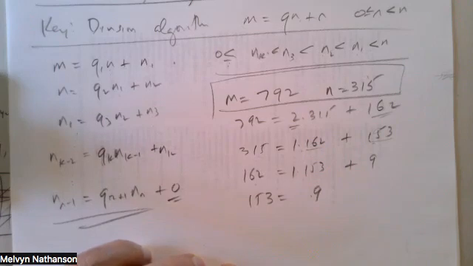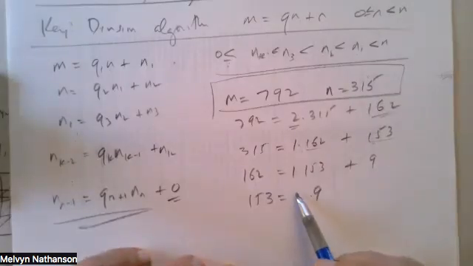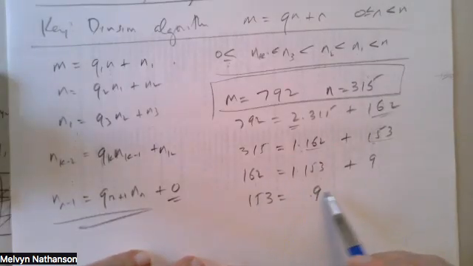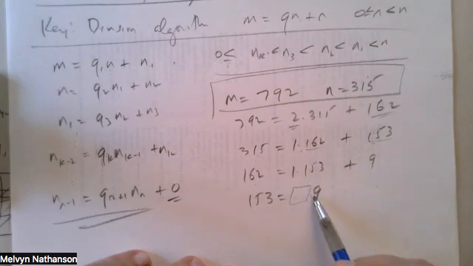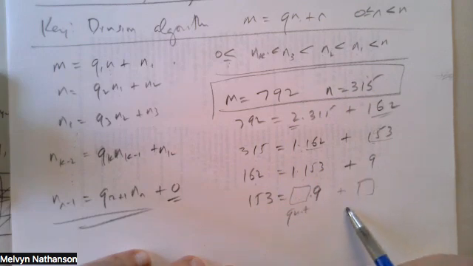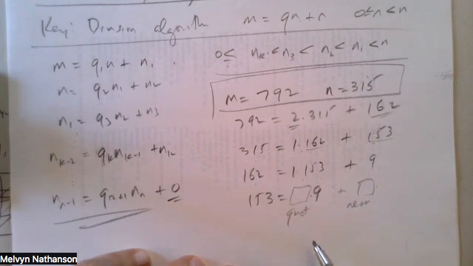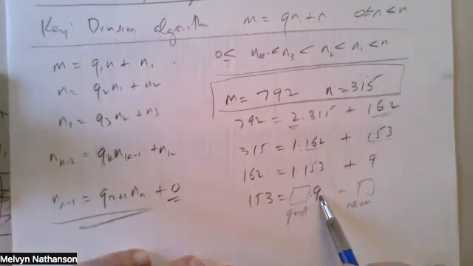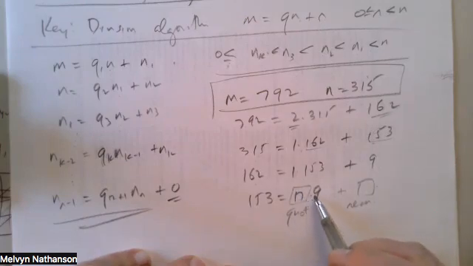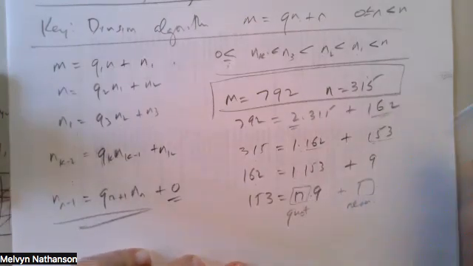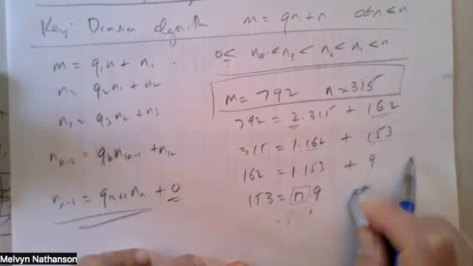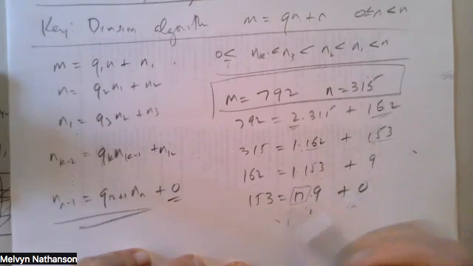Is it 144? No. The quotient: 153 is something times 9 plus a remainder. So the quotient is the number that goes here. That's the quotient. This is the remainder. I think it's 3. No, 3 times 9 is 27. It's 17. 17. Okay, plus... And what is the remainder? 0. Exactly. So finally, we get a remainder of 0.